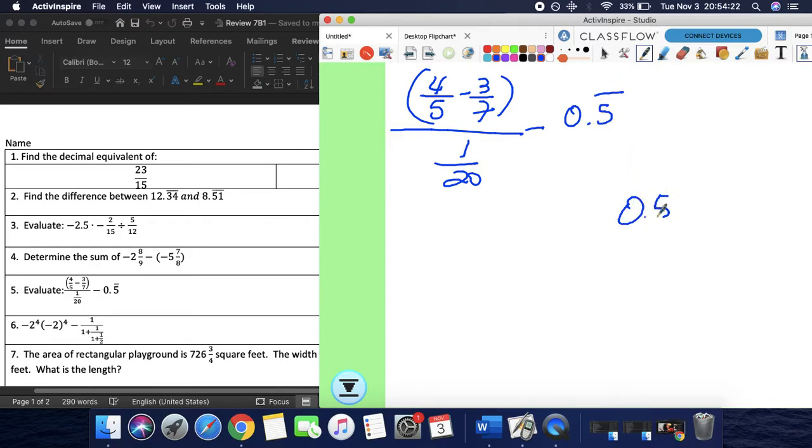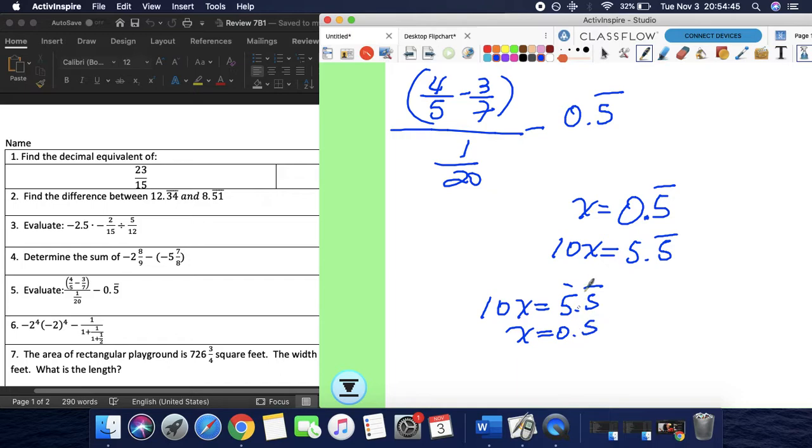So x equals 0.5 bar notation, and then we're going to multiply that by 10 because there's only one number repeating, right? So multiply that by 10, and I can get 5.5 bar notation. Let me rewrite these two. I'm going to write 10x on the top, 5.5 bar at the bottom, and x equals 0.5 bar, so that it's easier to subtract.